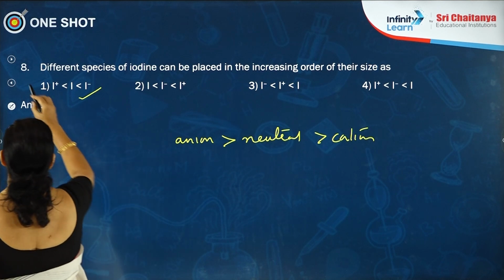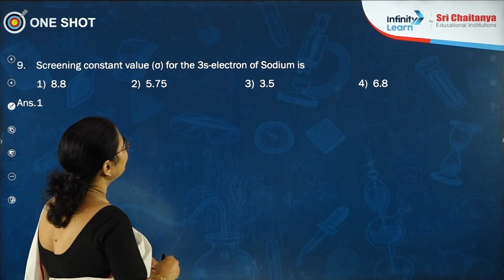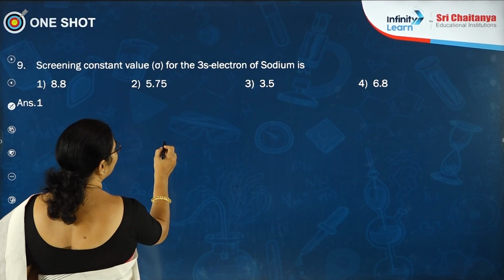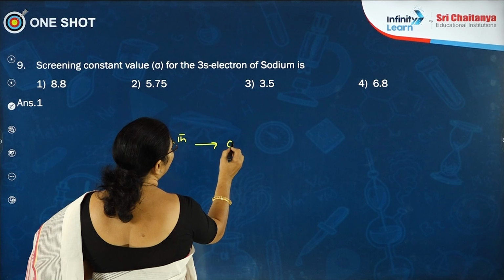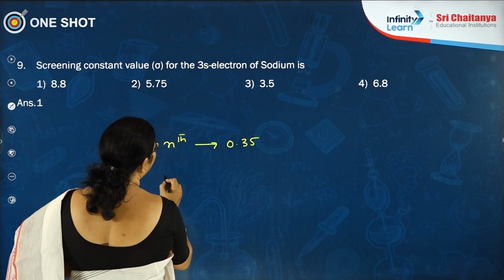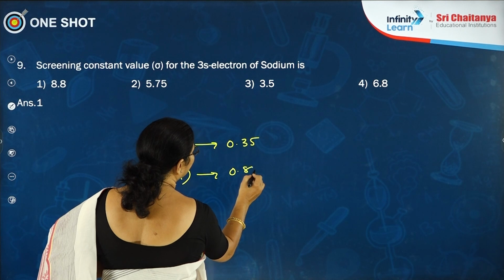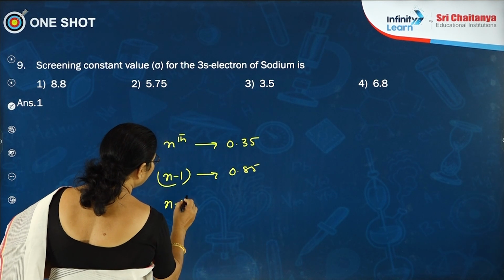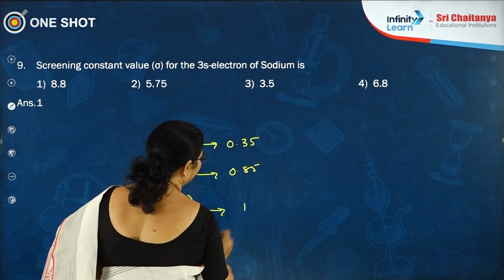Okay. Next one, the screening constant value sigma for the 3s electron of sodium. Screening constant means, look at this: nth shell orbitals will provide 0.35, the n minus 1 shell will provide 0.85, and the n minus 2 and inner shells will provide 1.